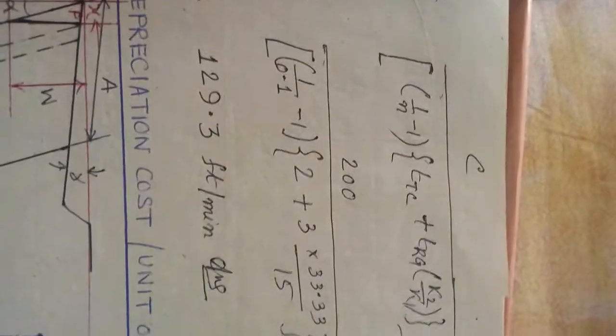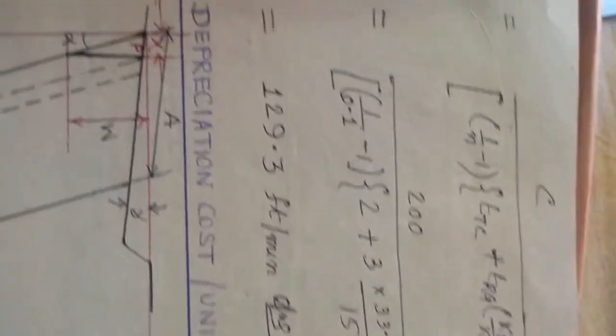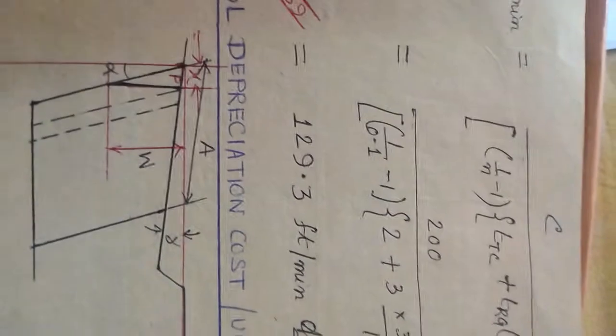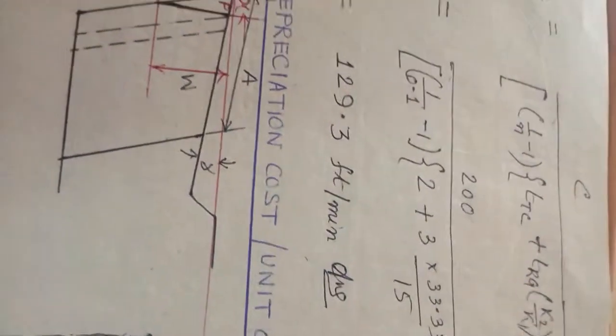Okay, just put in the formula and nothing else. So V mean is equal to 129.3 feet per minute. Okay.